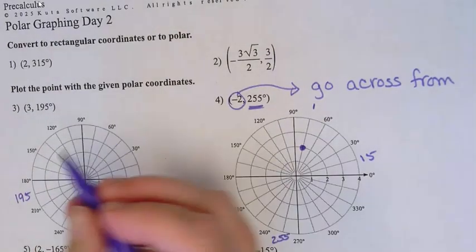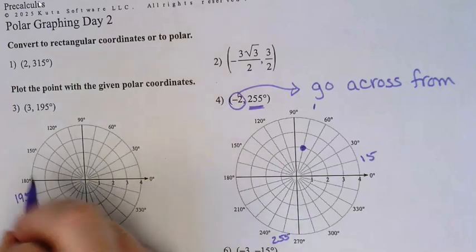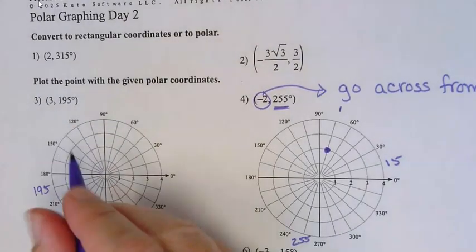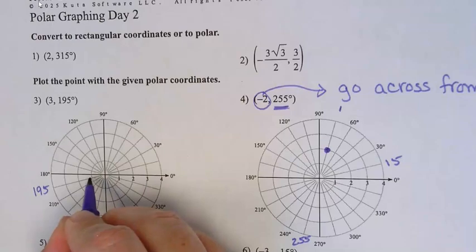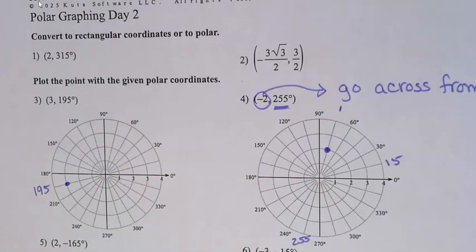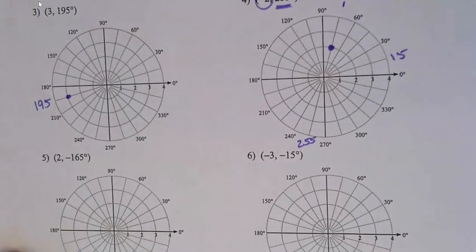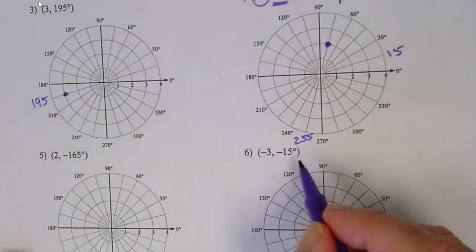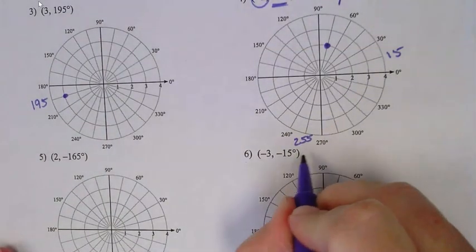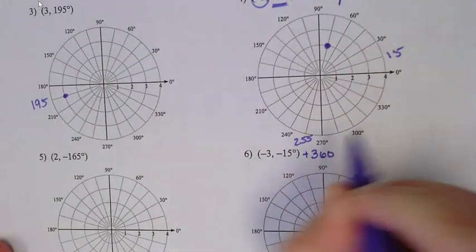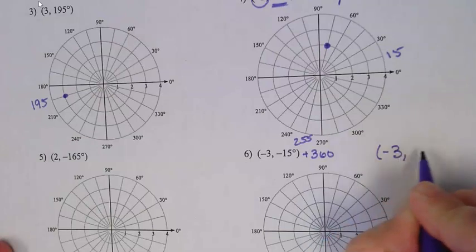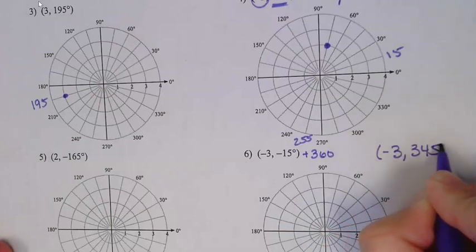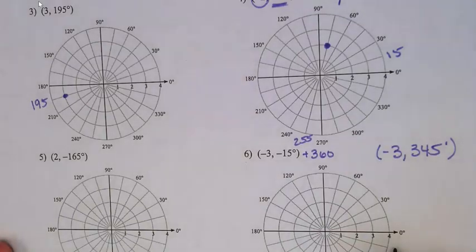195 here. Again, I'll just go ahead and do this one. So because it's all positive, 1, 2, 3. Okay. Remember, negative angle, add 360. Okay. I'm going to go ahead and do this one. So we're going to have to add 360 to that. So we're going to get negative 3 and 345.